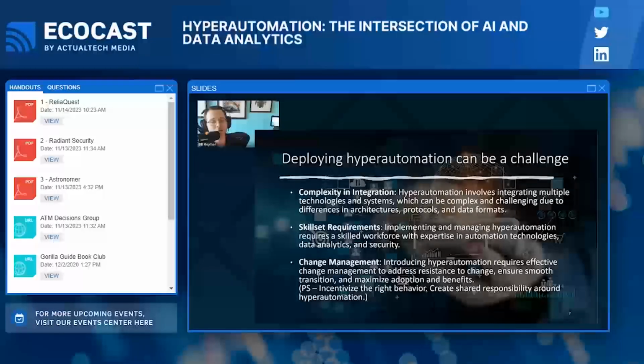And finally, change management. This has been a bit of an issue for a lot of folks, especially when you introduce new technologies or new terminology like hyper automation, because sometimes people are resistant to change. So ensuring a smooth transition and maximizing adoption and benefits, you need to incentivize the right behavior and create shared responsibility around hyper automation. Show people how it impacts their role, how it doesn't replace them, and ultimately creates more value for everything that they do. Remarkably, change is one of the biggest challenges, I think, with working with people to help them see how powerful these solutions are and what they can ultimately do with them.